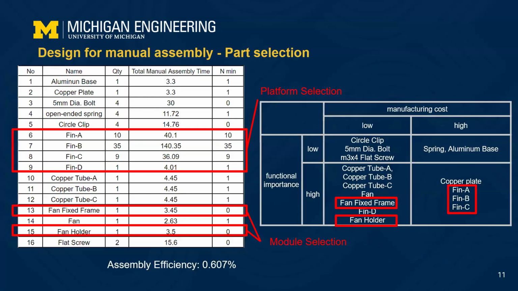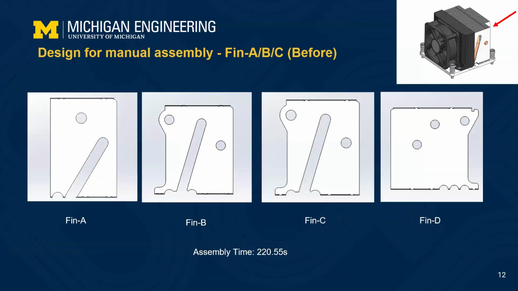We analyzed the assembly and found the highest impact parts on the manual assembly time. Four types of parts significantly increase the manual assembly time, so that's the first thing we want to change. Then we found the opportunity to combine the fan fixed spring and fan holder to shorten the time.